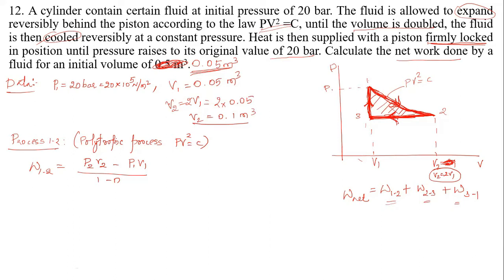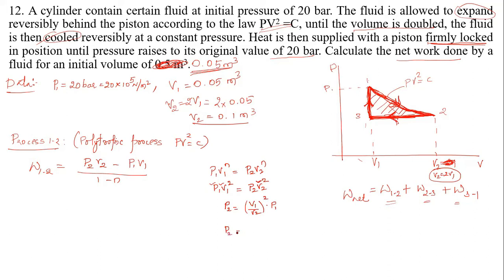Let us find P2. How to find this P2? We have the polytropic process, PV to the power of n is equal to C. Therefore, we can write P1 V1 to the power of n is equal to P2 V2 to the power of n. Here n is 2. P1 V1 squared is equal to P2 V2 squared. We know P1, we know V1, we know V2. Only the unknown term here is P2. Therefore, P2 is equal to (V1 by V2) whole to the power of 2 into P1.